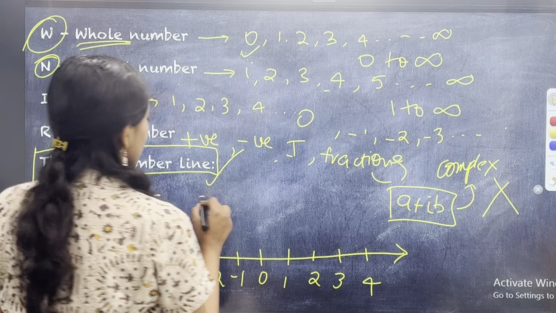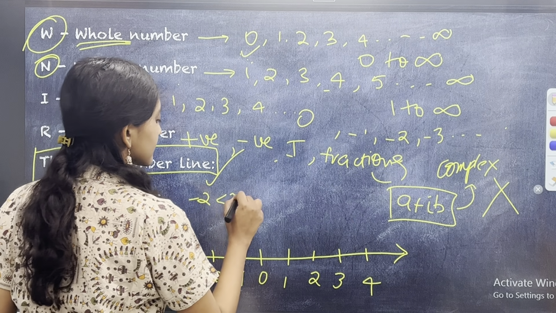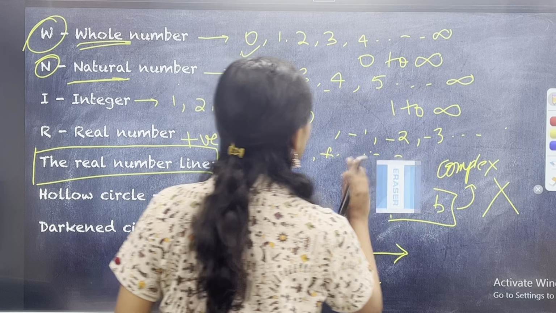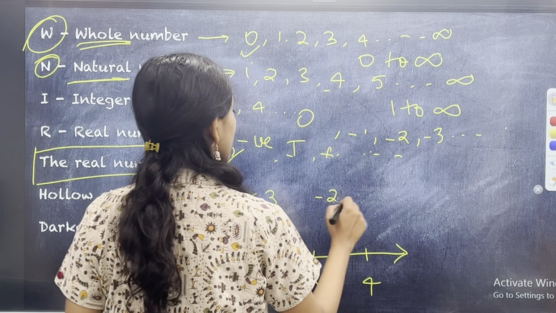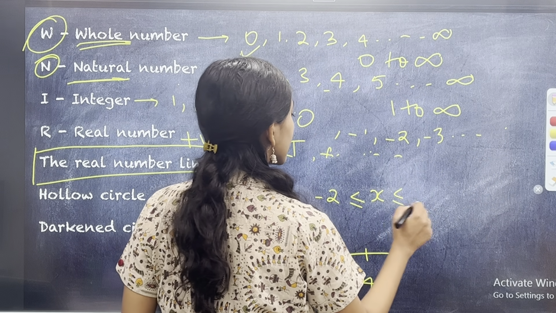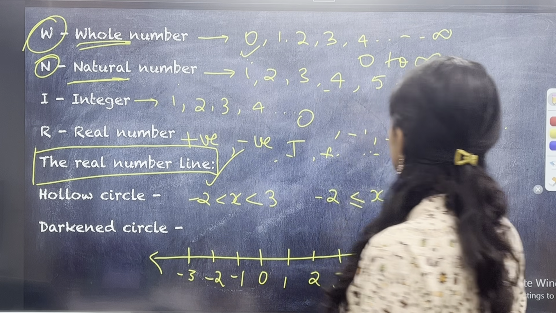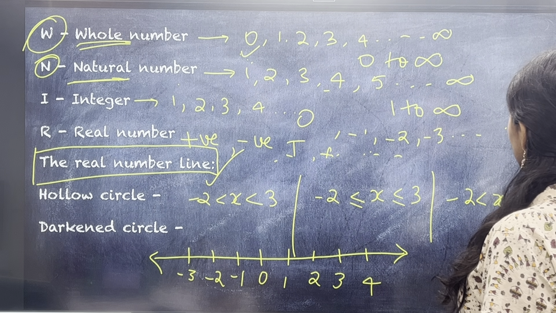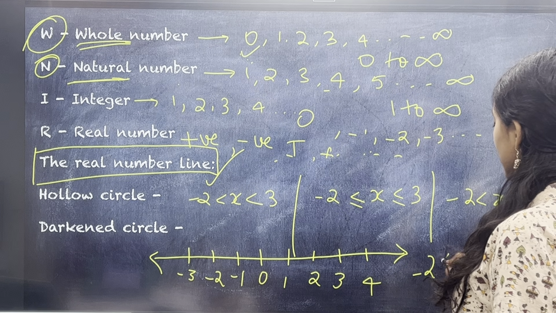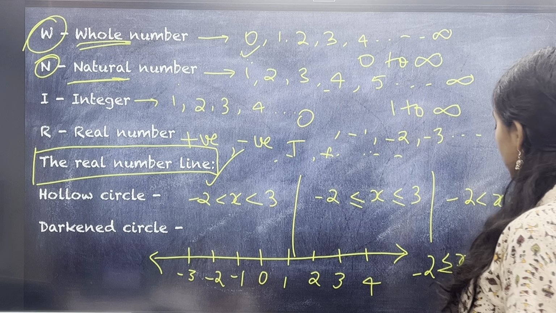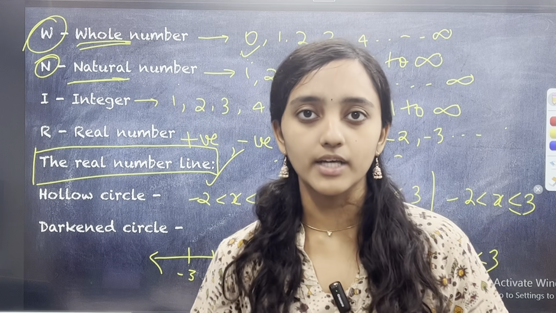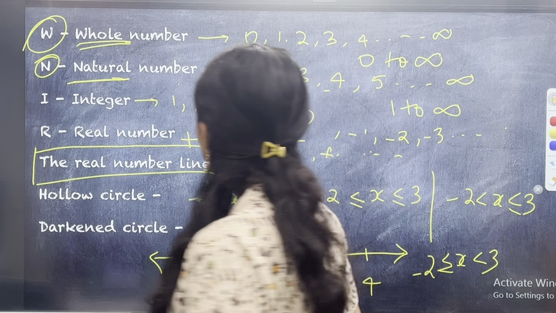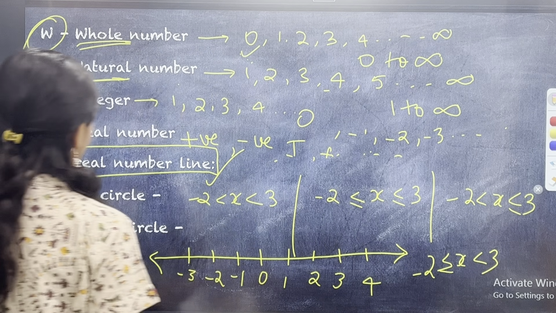Now the question is, what are the symbols for this particular inequation? Is it that -2 is less than x is less than 3, or -2 is less than or equal to x is less than or equal to 3, or -2 is less than x is less than or equal to 3, or -2 is less than or equal to x is less than 3? मतलब ये सारे possibilities होते हैं, either it's less than or equal to, or it is less than. So how do you denote this on the number line?